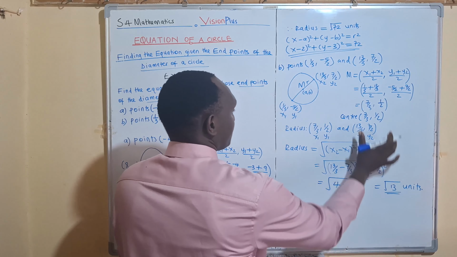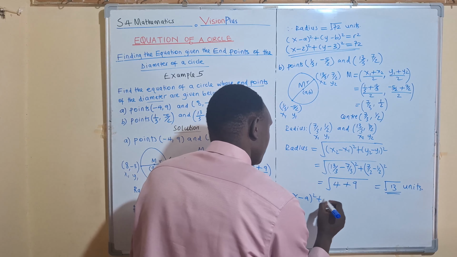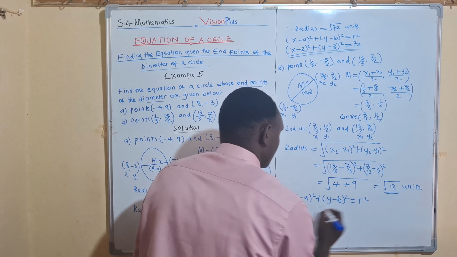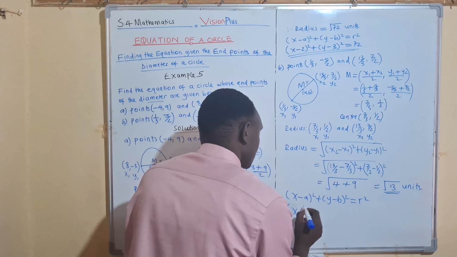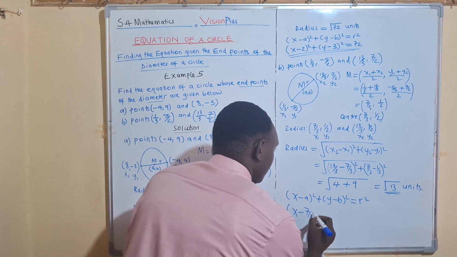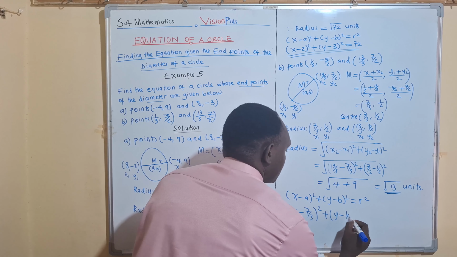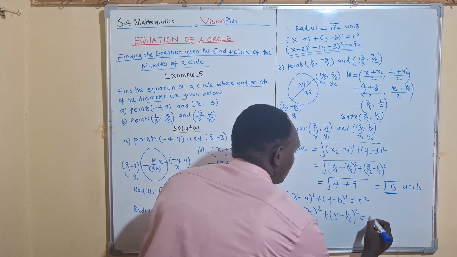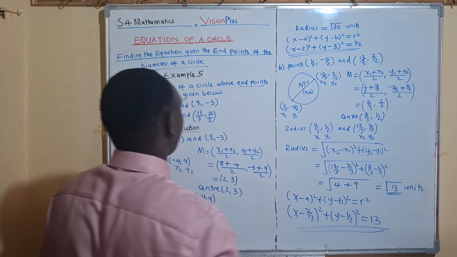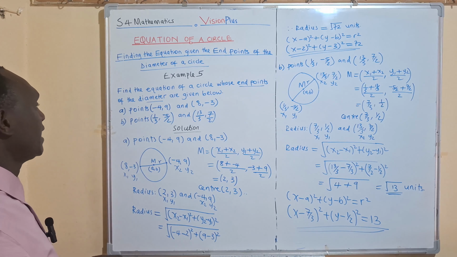After getting the radius and the center, you can find the equation in any way you want. I'm using the factorized form, equals r squared. Substitute for a: we shall have (x minus 7/3) squared plus (y minus b, b is a half) squared equals r squared, which is 13. So this is the solution to part B, and this is the overall solution to example 5.